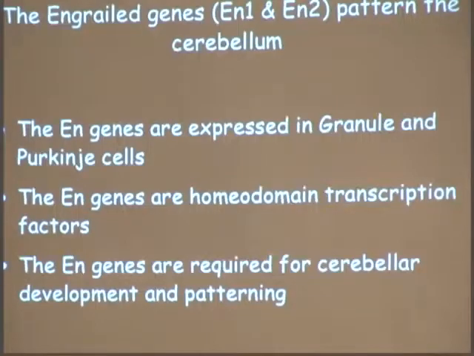The Joyner lab specifically studies the Engrailed genes, Engrailed 1 and 2, which help pattern the cerebellum. The Engrailed genes are expressed in both the granule and Purkinje cells. The Engrailed genes are homeodomain transcription factors, meaning that they play a role when DNA is transcribed into RNA. The Engrailed genes are required for cerebellar development and patterning.